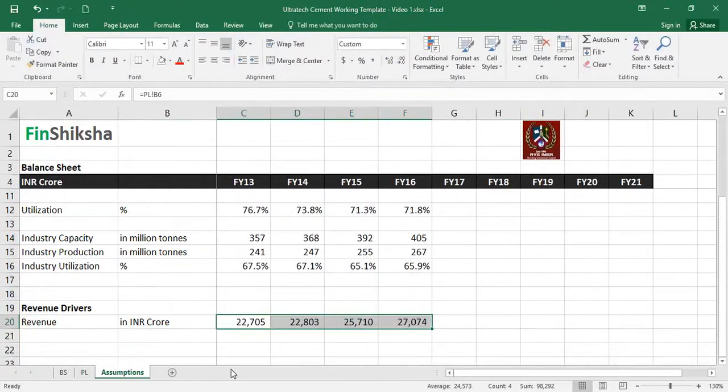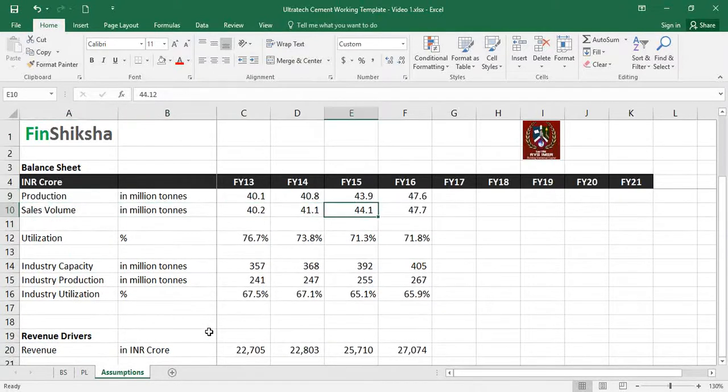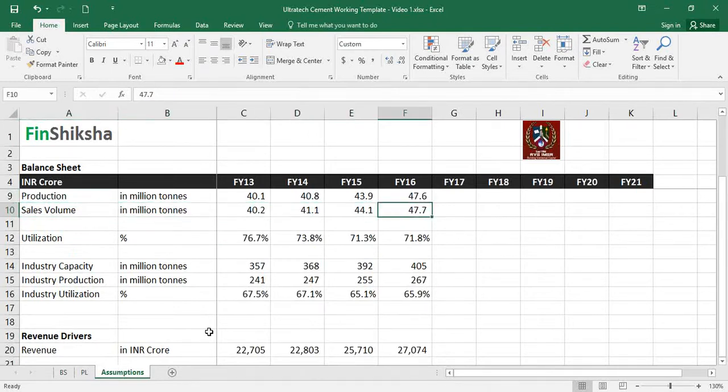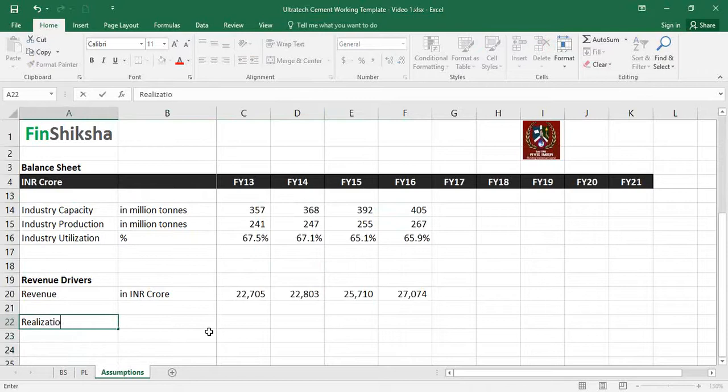And let's format it. Now, this is in INR crore, and we already know what the sales volume of the company has been. Going forward, we are going to equate the sales and production numbers. But given the sales volume, can I find the cement realization in INR per ton, right?